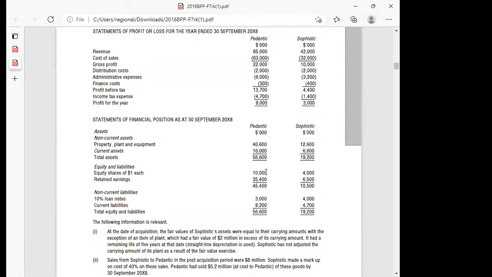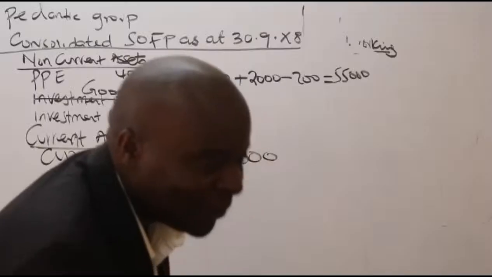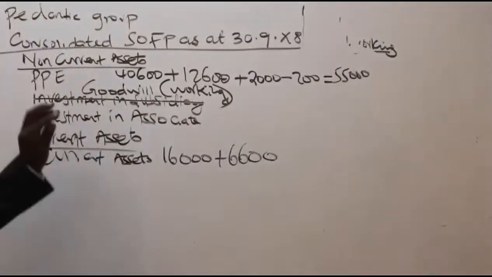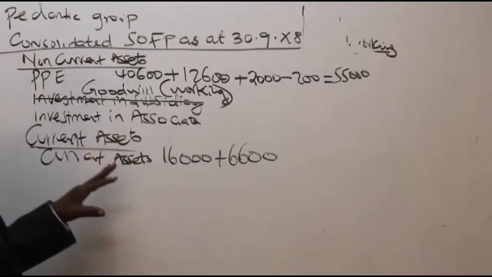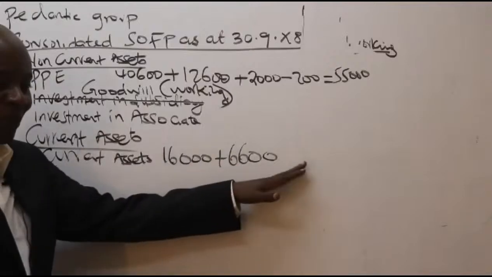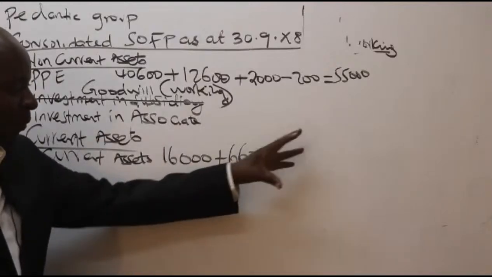So we have here current assets. What do we have here? 16,600. Leave it like that. Go to the next one. Of course, now we'll be able to get total assets. Now, ladies and gentlemen, listen to me very well. Remember, I'm using my CPA Section 1 knowledge. So don't add this. I'll make some adjustments. Don't add at all.